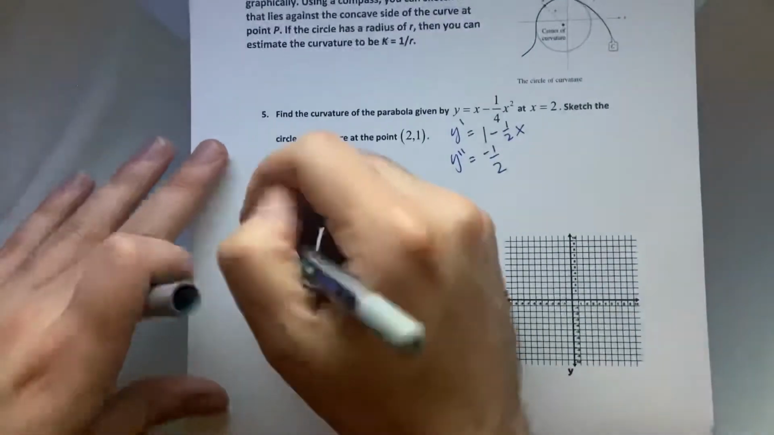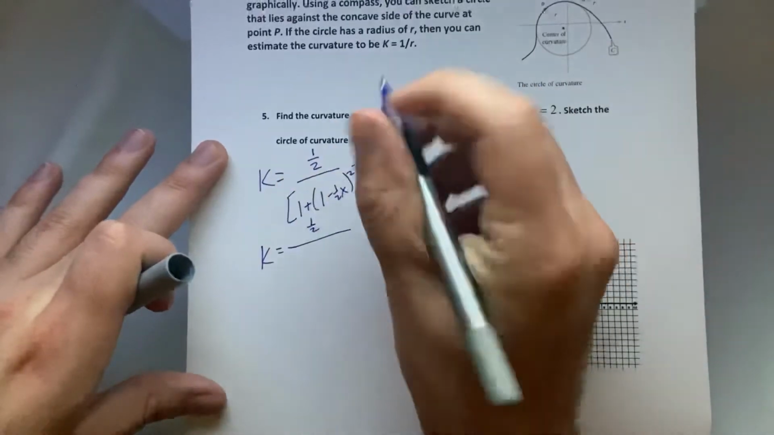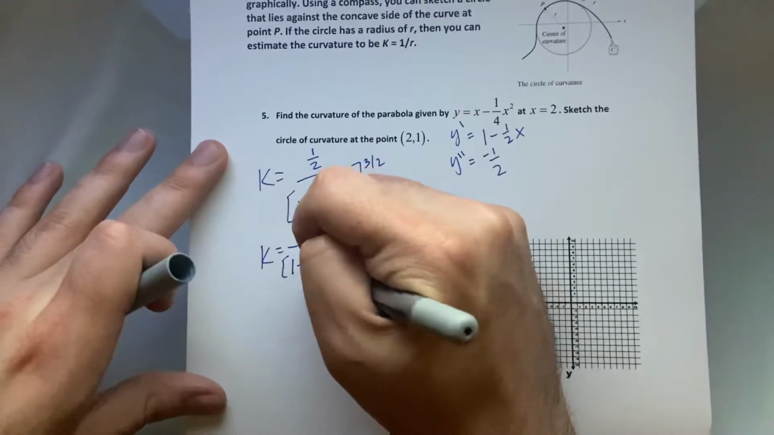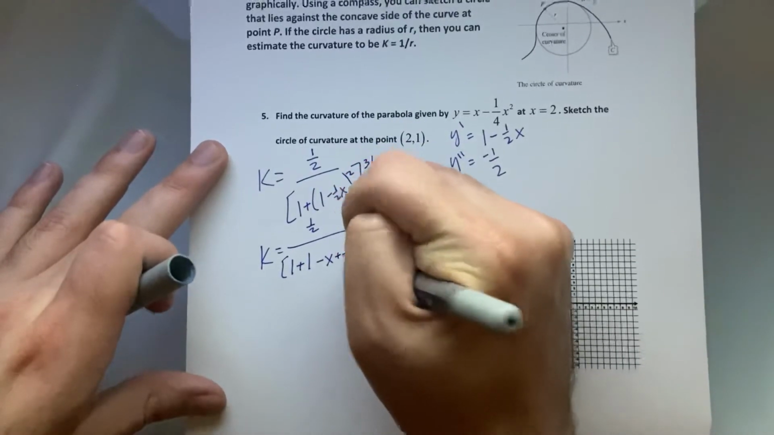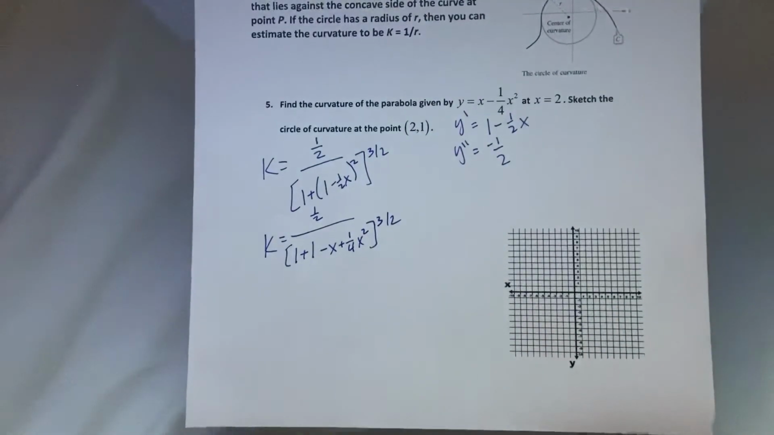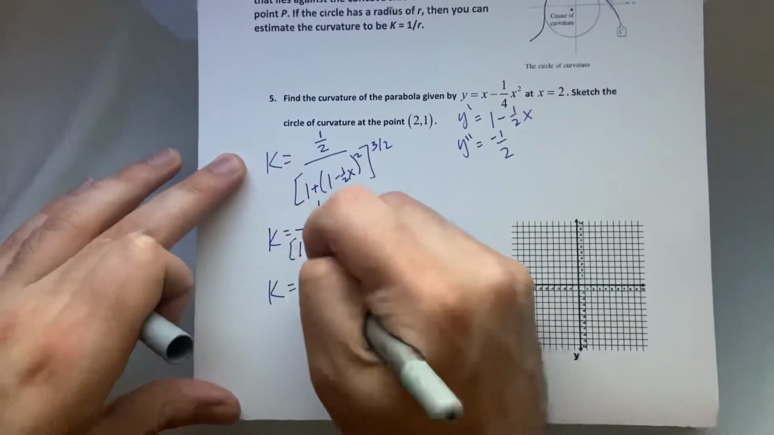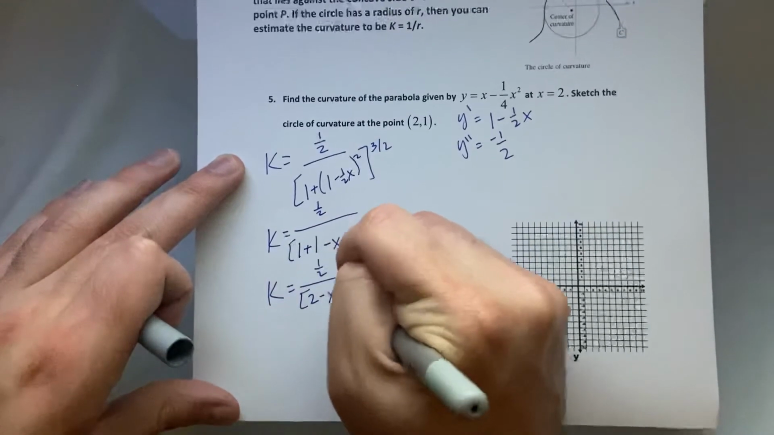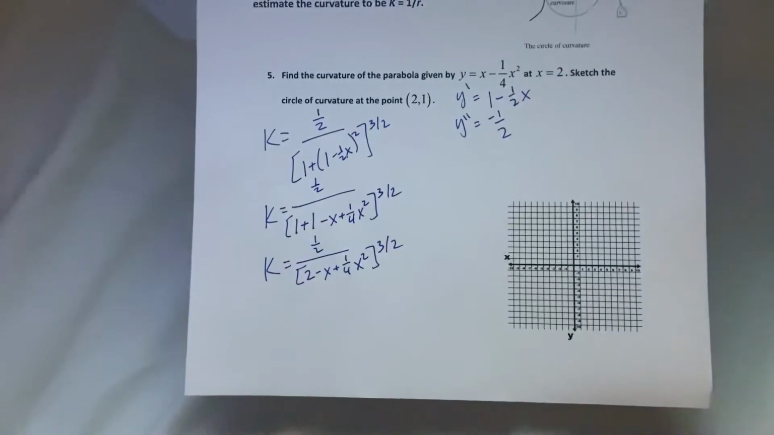So let's see how this math unfolds in the denominator. Still 1/2. I'm going to expand here. That's 1 plus 1 minus x plus 1/4 x squared, to the 3/2. Which means k is 1/2 over, this is now 2 in the denominator, 2 minus x plus 1/4 x squared, to the 3/2. Now it wants it at x equals 2.